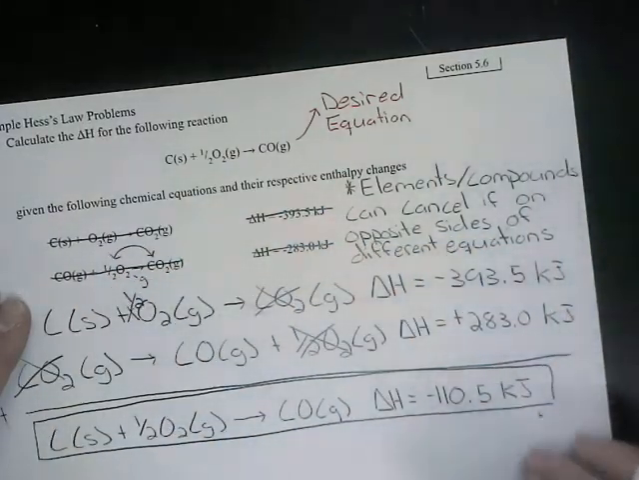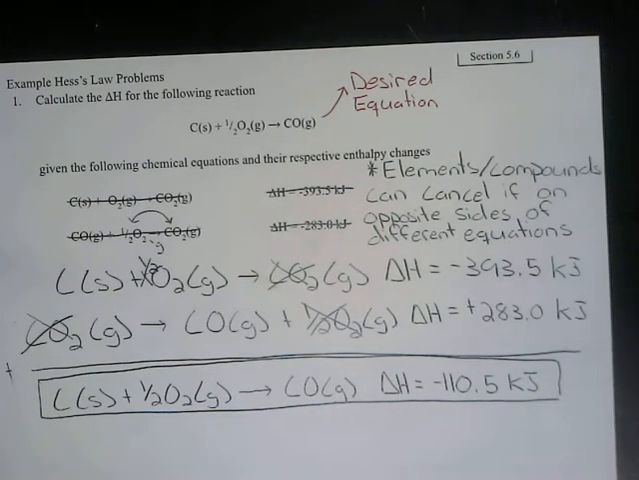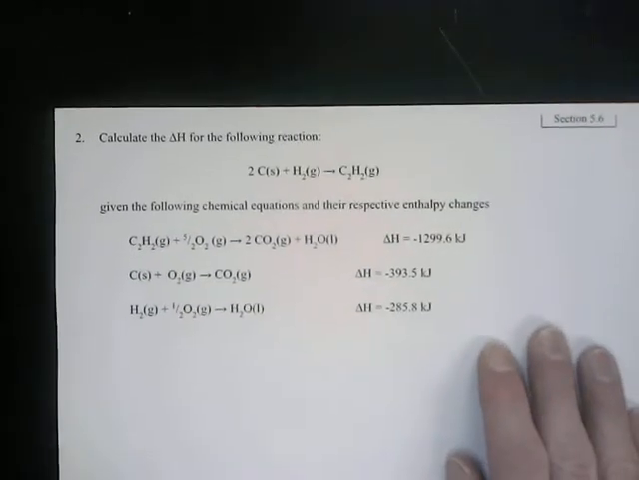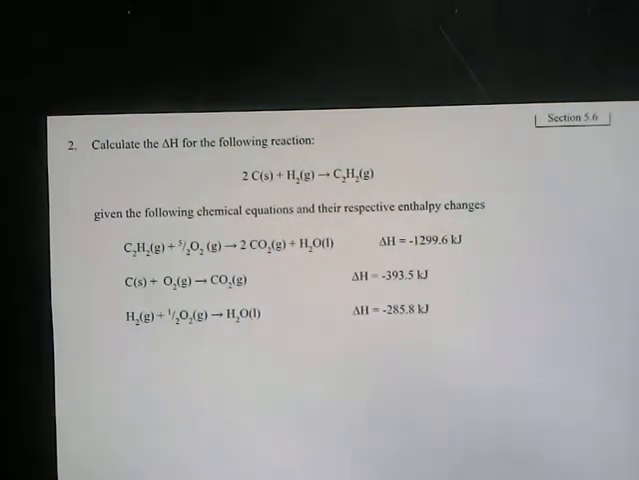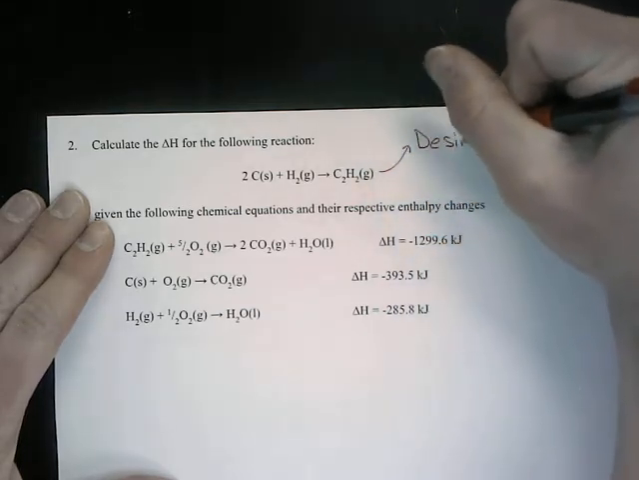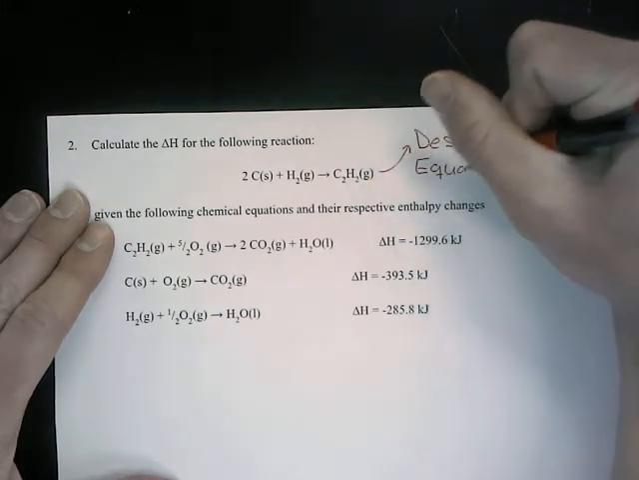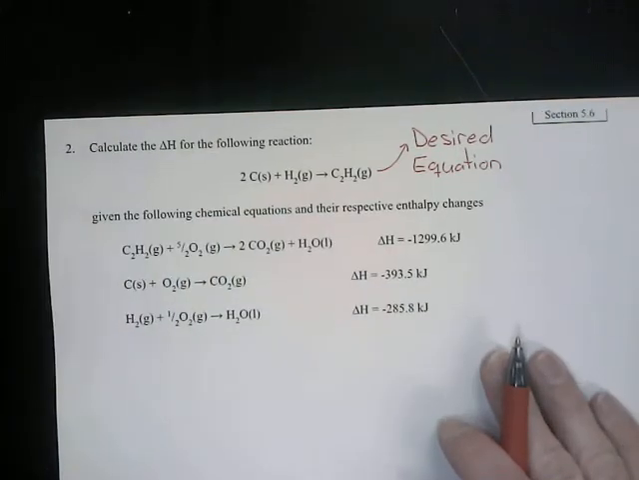All right, so that was a pretty straightforward problem because we only had two equations we had to manipulate. What if we go a little bit further and we have three equations that we have to manipulate? Okay, so this problem here says, hey, calculate the delta H or change of enthalpy for this equation. And again, this is our desired equation, okay? And we have these reactions here, okay?